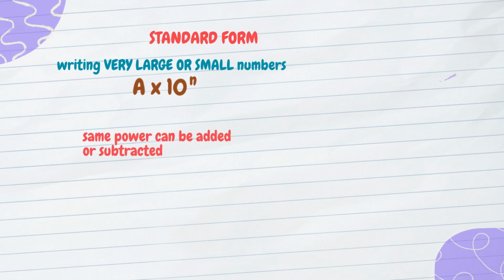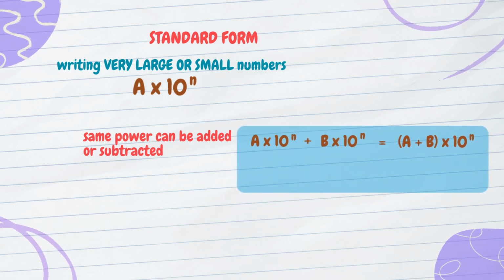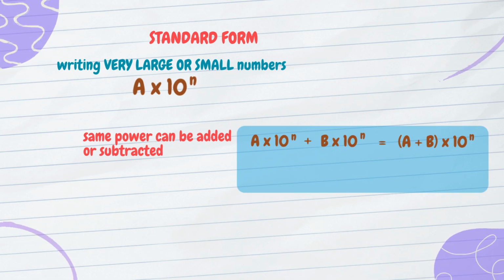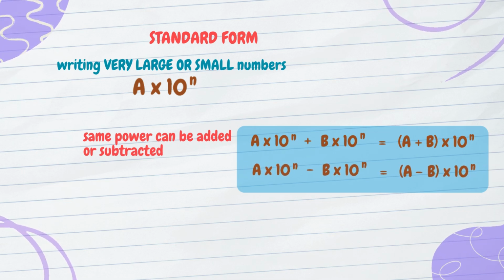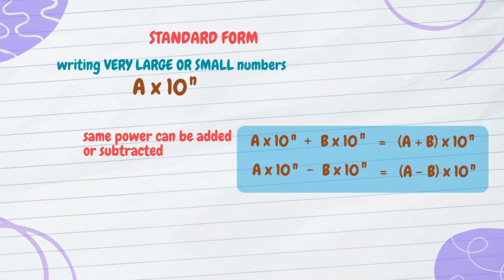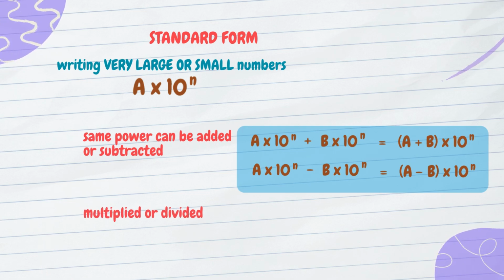Standard forms with the same power can be added or subtracted, where a times 10 to the power n plus b times 10 to the power n is equal to a plus b times 10 to the power n, and a times 10 to the power n minus b times 10 to the power n is equal to a minus b times 10 to the power n. Standard forms can be multiplied or divided regardless of having the same or different powers.